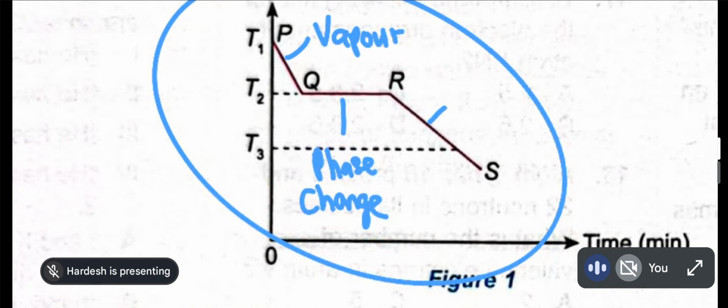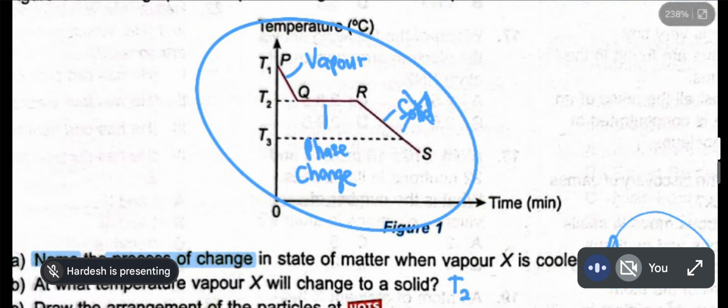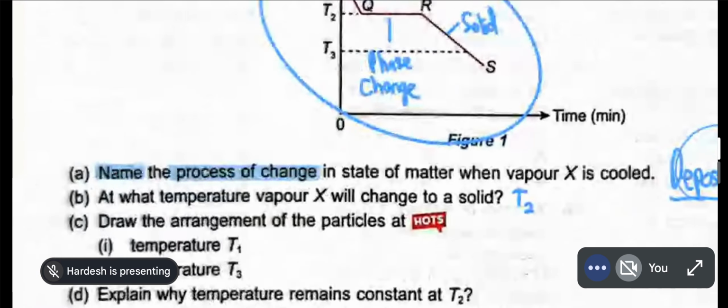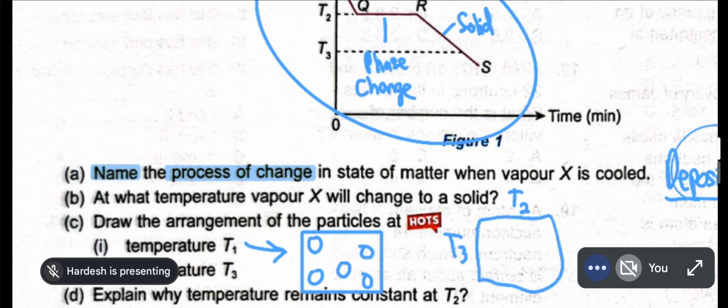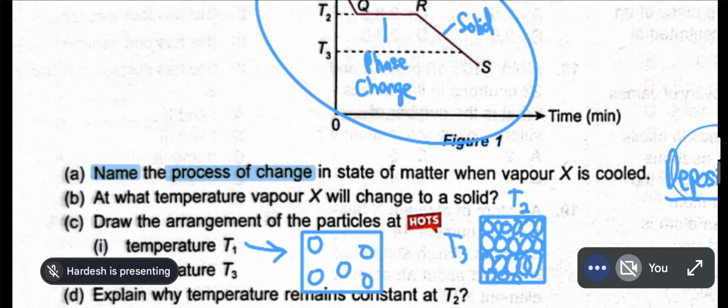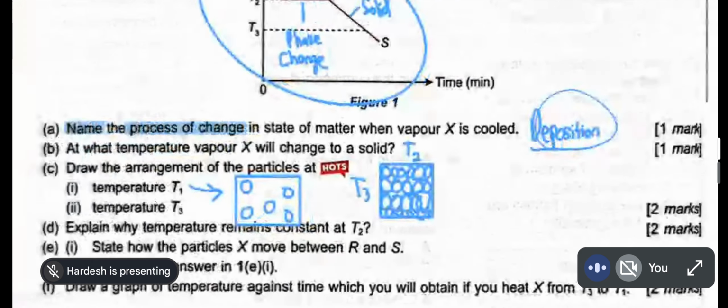Then only here is your solid. So there is no liquid here. Straight solid only. So what is the temperature? What is the arrangement of particles? At T1, everything is going to be very far apart like that. T3 is going to be like this, all closely packed like that. So if you drew this, then you're correct. You get 2 marks for your drawing.